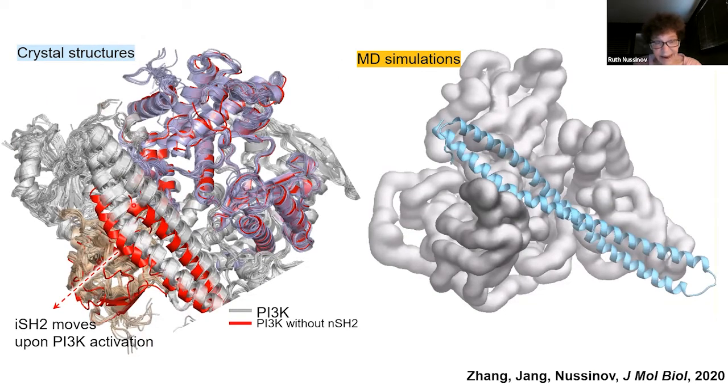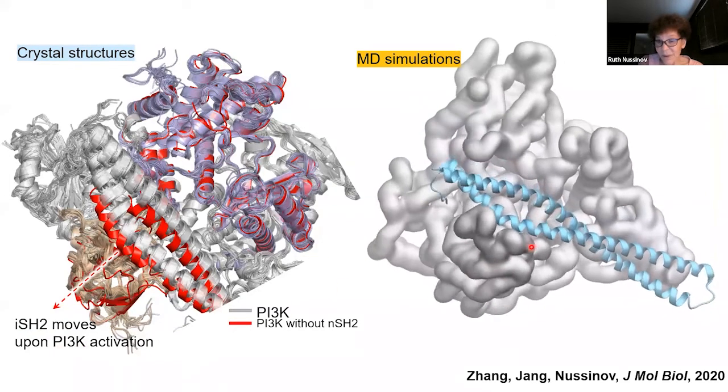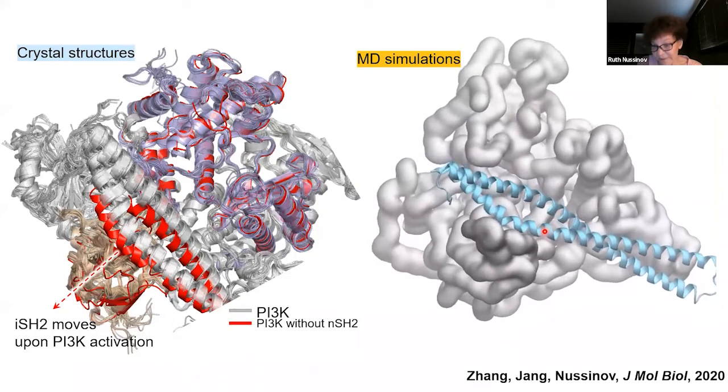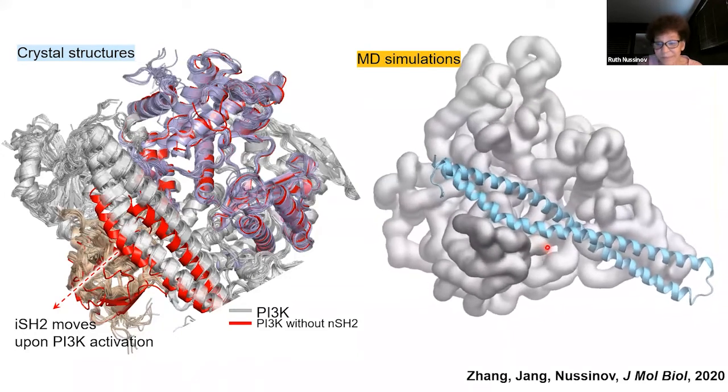This is the ISH2 in the inactive state in gray, in the active state in red, and we see that the ISH2 moves upon PI3K activation. And here we now see the movement of the ISH2.